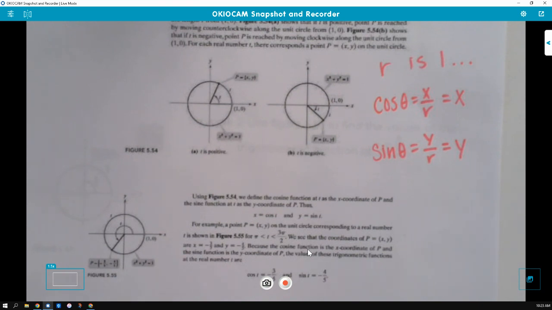They've got one example down here already done for you. We can find cosine and sine. For an example, I can't read, it's too small. Point P, x, y, use a real number. Oh, so the coordinate down here is -3/5, -4/5. Because the cosine function is the x coordinate and the sine function is the y coordinate of the point P. So the x coordinate is -3/5, the y coordinate is -4/5. Instead of having to solve anything, your sine will always be y, your cosine will always be x now. So it actually ends up being less work.